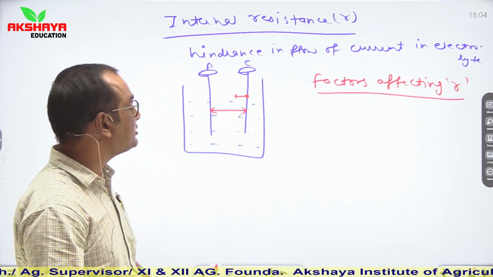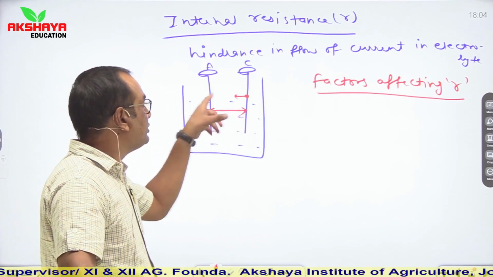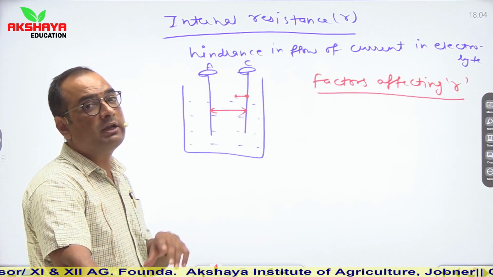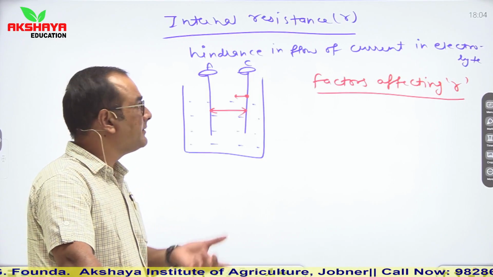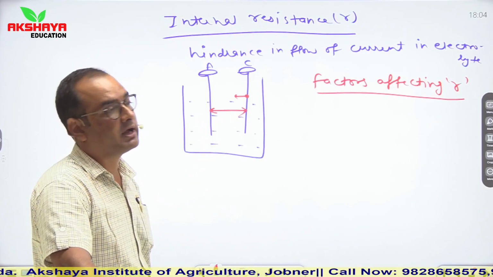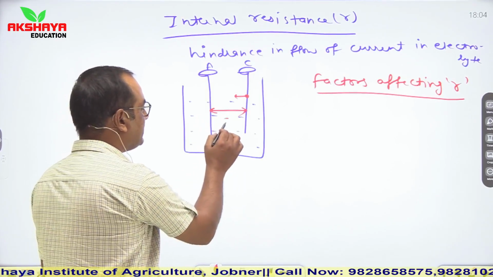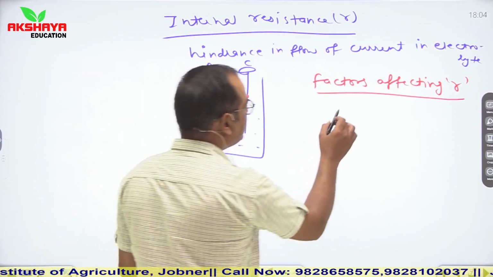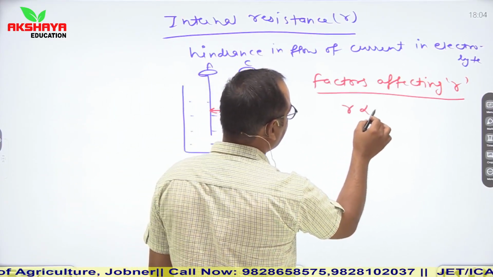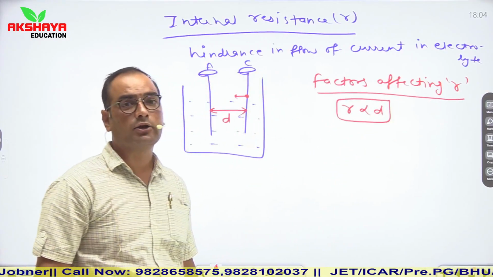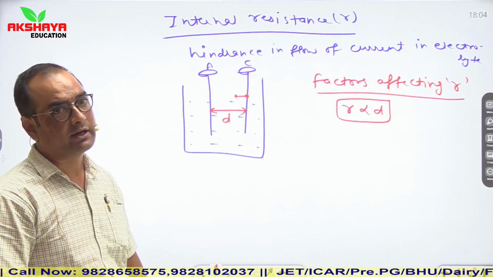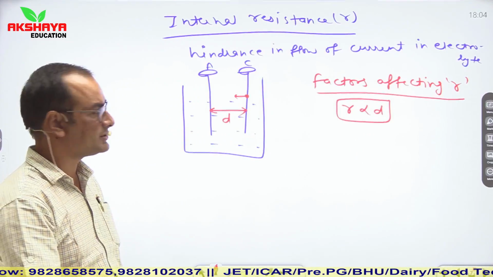Rather, you can say that this charge will take more time to reach at anode. It means it will have to face more hindrance. If more hindrance is there, then internal resistance is also large. So if I say that the separation is D, then this internal resistance is directly proportional to this separation. Larger the separation between the electrodes, larger the value of internal resistance due to increased hindrance.